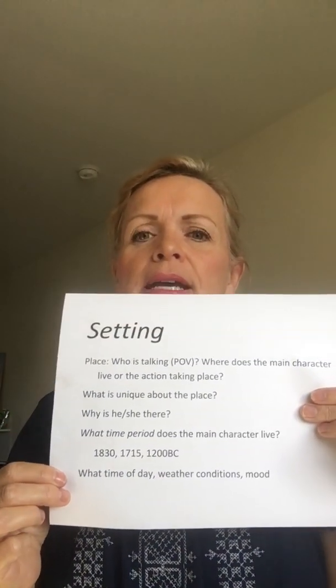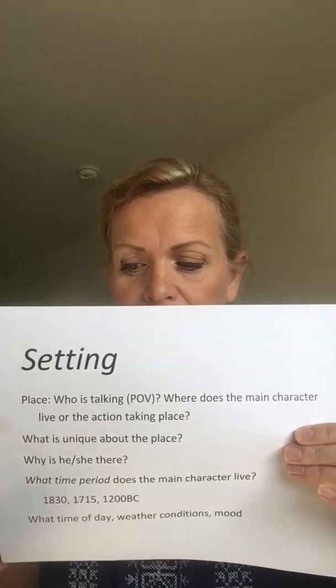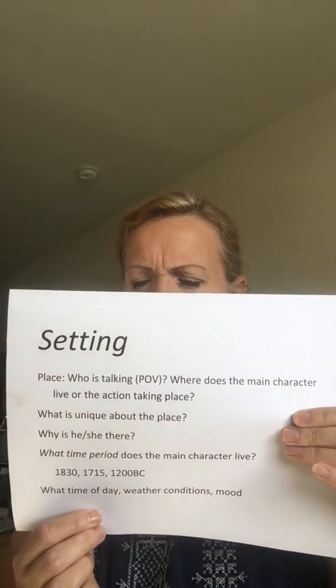Now, I want you to pick somebody from either the Western past of the United States or somebody from maybe the history of your own country. One of the two. You have to pick the main character. That's very important. Could be somebody from 1830, somebody from 1715, or even 1200 BC. That's a long time ago. What time of day you want to be in, and them to be in, and what kind of weather conditions or mood. These are all part of the setting.